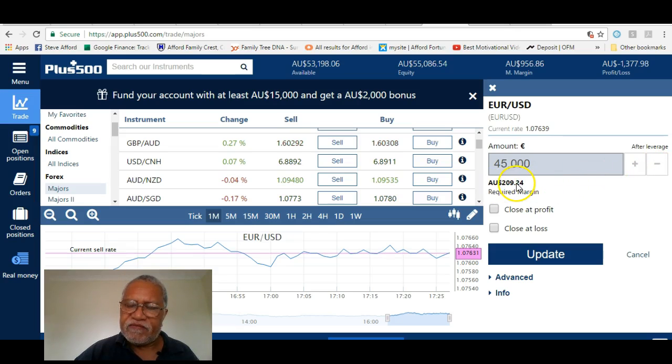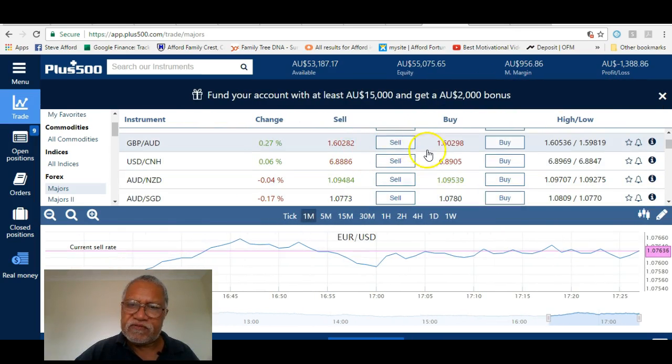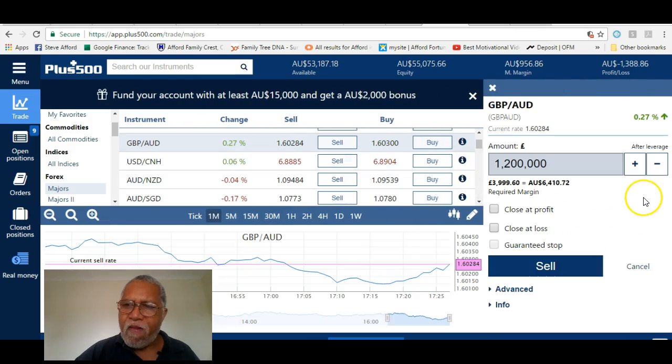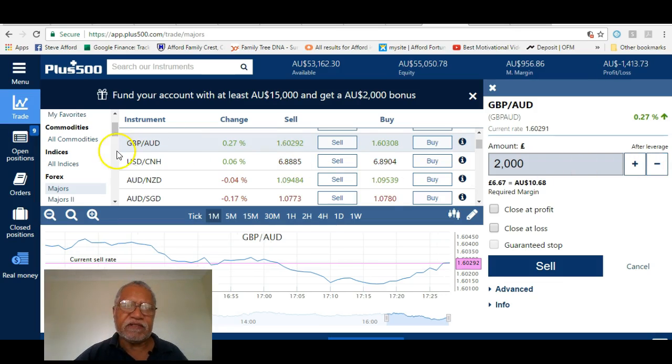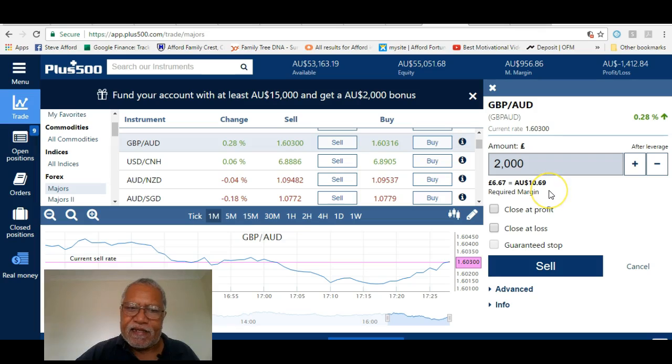You can easily drop that down a bit further. Let me give you an example. Let's just take this one for example. If we were to open up a trade with GBP AUD, and if we didn't have enough capital, we drop all this volume down to its lowest. And the lowest you can trade with this GBP AUD on the Plus500 platform is $10.69. If your capital is minimal, then these are the sort of opening trades I suggest you open up, most of your trades with small amounts.